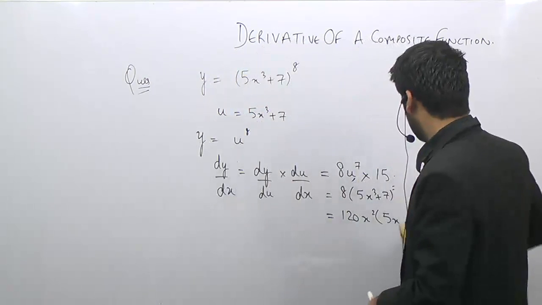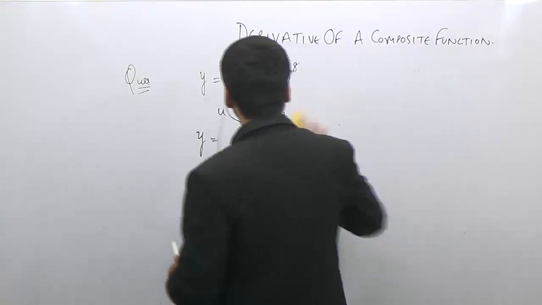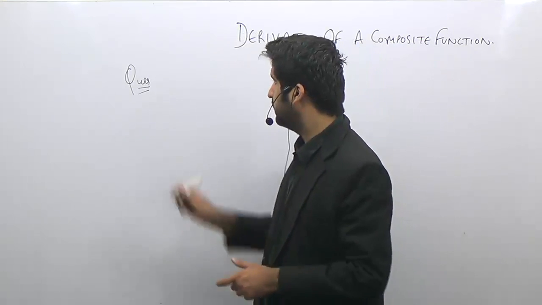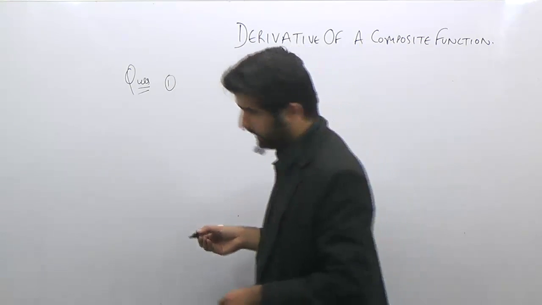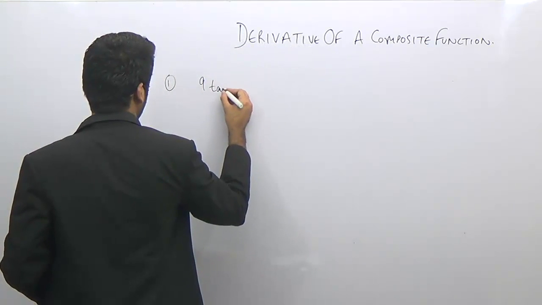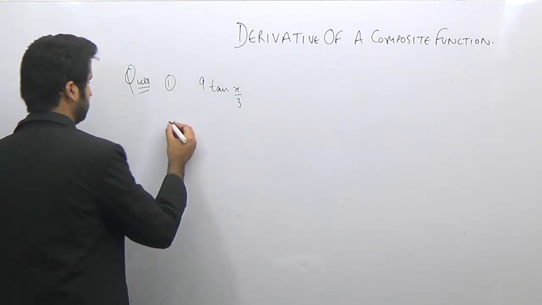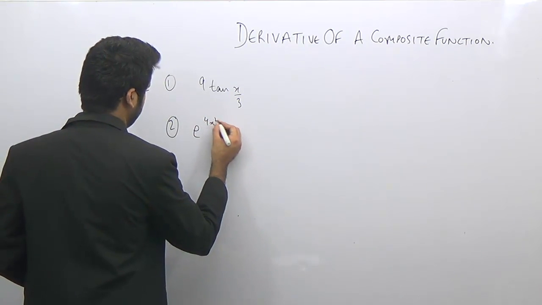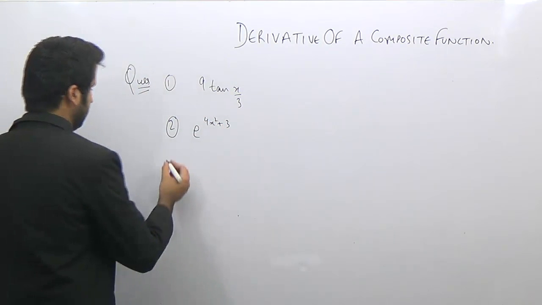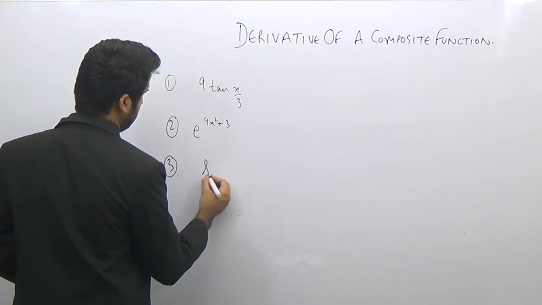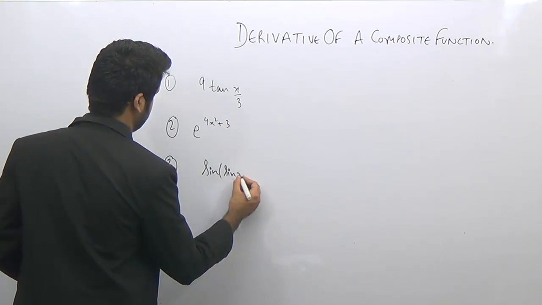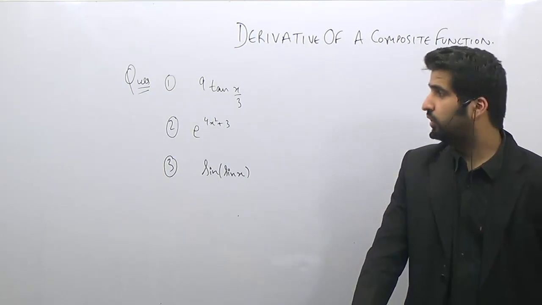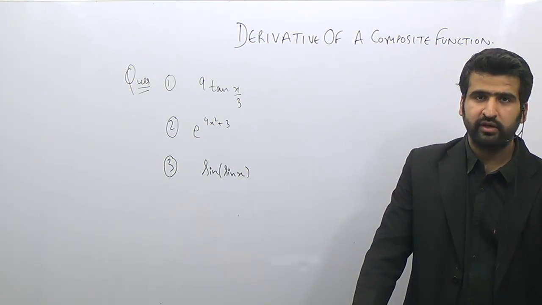Now I'll give you some problems. Try to solve these problems and match the answer after 5 to 10 minutes, by pausing the video. The first problem is, let's say we have 9 times tan of x by 3. So this is the first one. The second one is e to the power 4x square plus 3. And the third one is f(x) is equal to sine of sine x. So just try these 3 problems. Once you solve these problems, you will have a nice understanding of the derivative of a composite function.